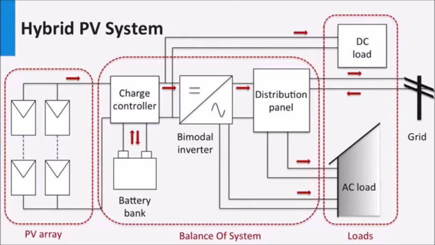In a standalone mode, the grid is disconnected and the system might cater to some special backup loads, with the inverter behaving as an AC voltage source. In the grid-connected mode, the inverter behaves as an AC current source. These bimodal inverters are usually more expensive and are used less often.